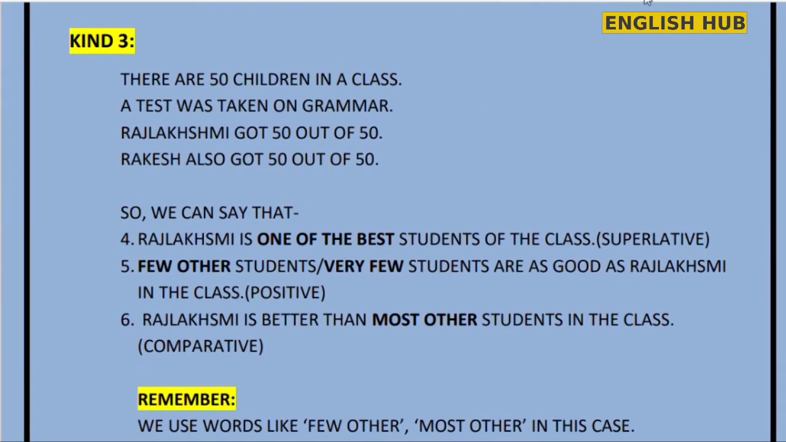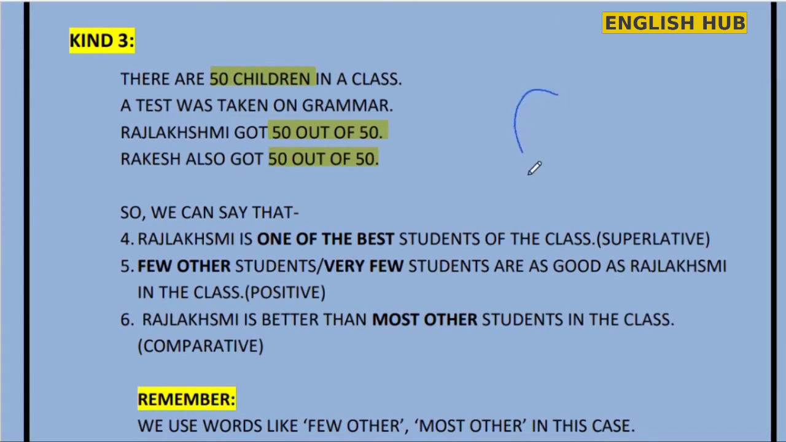Again, we are given another sentence, another mathematical question. It is quite like the kind number 2. Again, there are 50 children in the class. Again, there was a test taken, and Raj Lakshmi got 50 out of 50 again. But in this case, Rakesh has also got 50 out of 50. Another boy has also got the same marks. In the previous case, in kind number 2, we found only Raj Lakshmi got 50 out of 50. There was nobody else like her. But in this case, Rakesh has also got the same amount of marks.